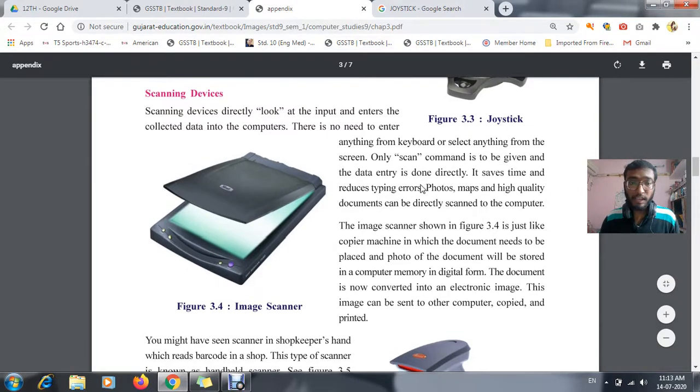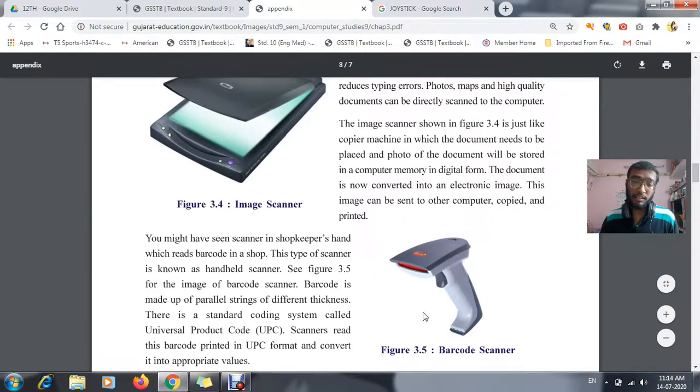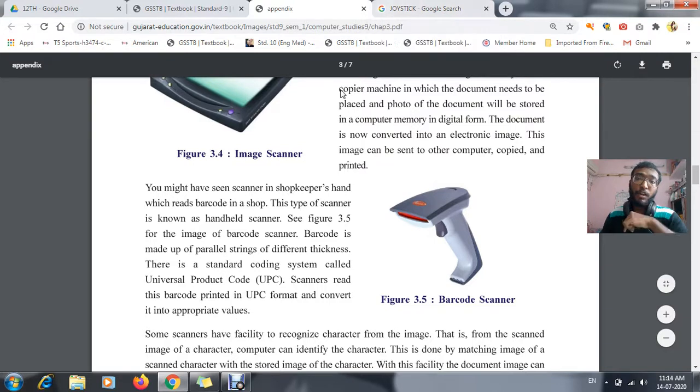Another best example of a scanning device is the barcode scanner. I hope you all have gone to a supermarket, like DMart. After purchasing any kind of products or commodities, they won't be writing it in a computer. They have a barcode sticker on each and every product. See, this is a sanitizer, and on the sanitizer you can also see a barcode. Can you see this line? For the best example I can show.